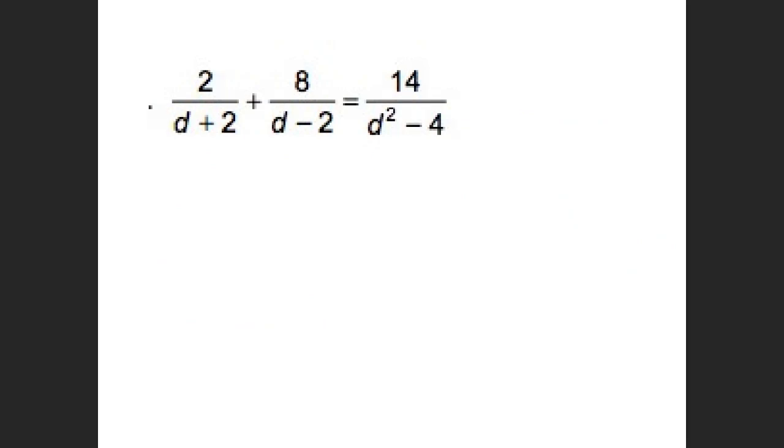Right. So I'm going to factor this to d minus 2, d plus 2. So my common denominator, or lowest common denominator, is d minus 2, d plus 2. So right away, I'm just going to multiply everything by d minus 2, d plus 2. And I do write this out so I know what's going on here.